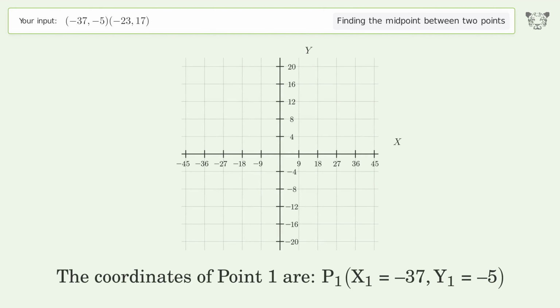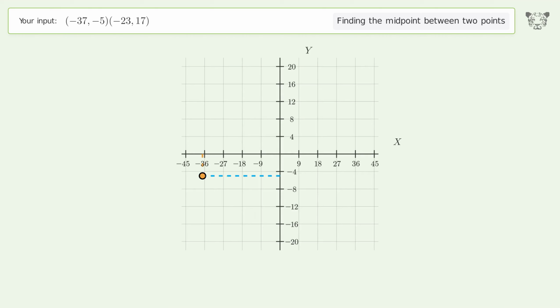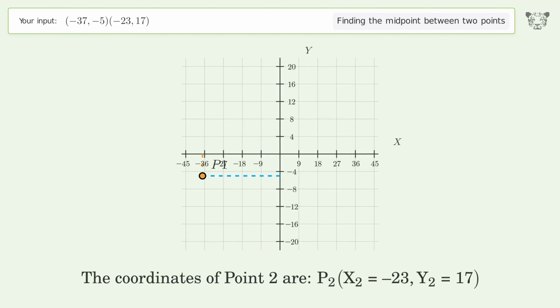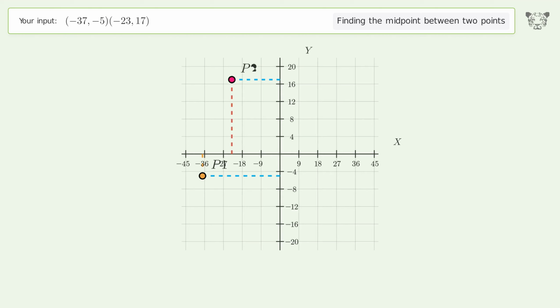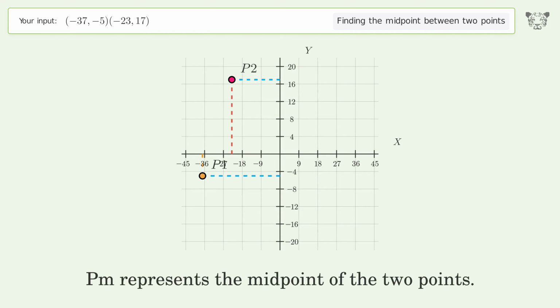The coordinates of point 1 are, x1 equals -37, y1 equals -5. The coordinates of point 2 are, x2 equals -23, y2 equals 17. PM represents the midpoint of the 2 points.